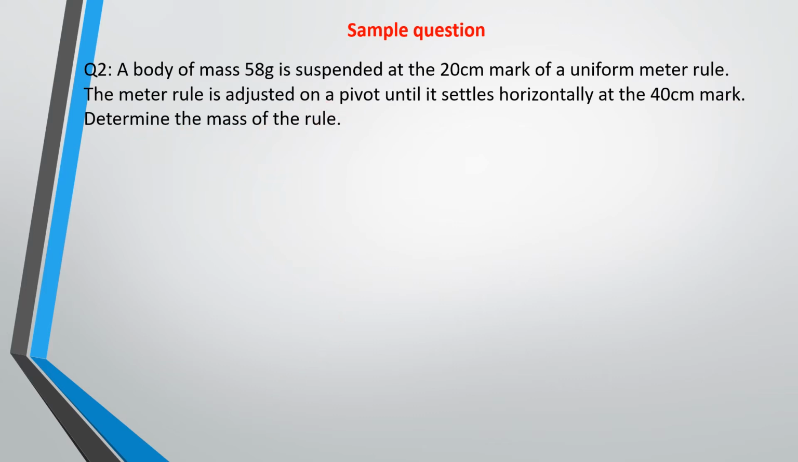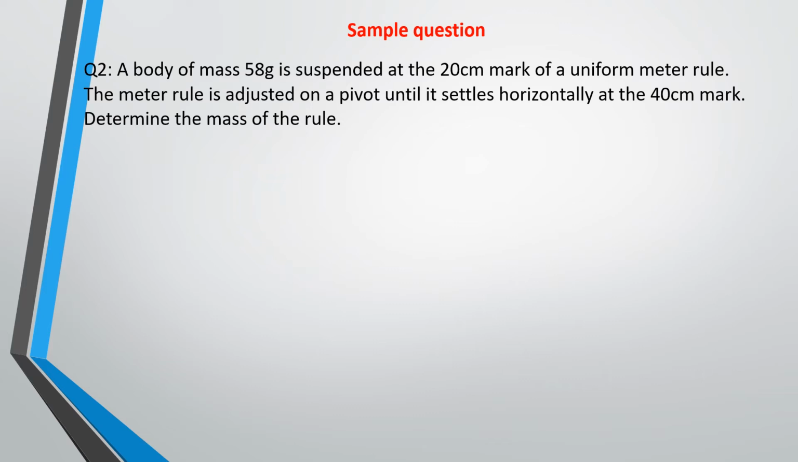And these are questions that come always, and we really want you to take note of this question, and please pay attention to how we are going to go about solving this problem, right? So say the body of mass 58 grams is suspended at the 20 centimeter. It means that you are taking your measurement from the end of the rule, that is from the zero mark of the rule. That is what they are telling you. So which means that this body of 58 grams, you suspend it at the 20 centimeter mark of the rule.